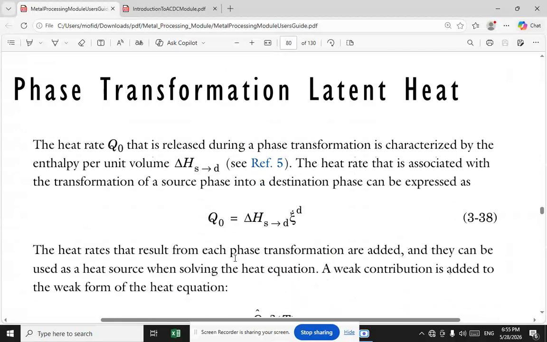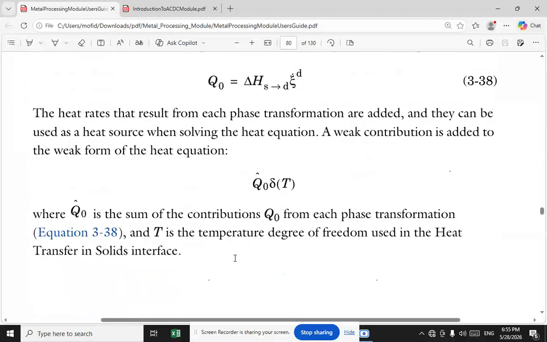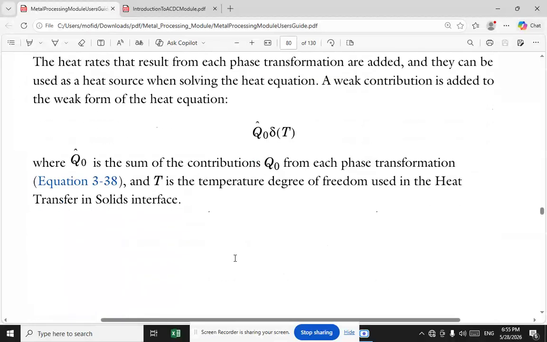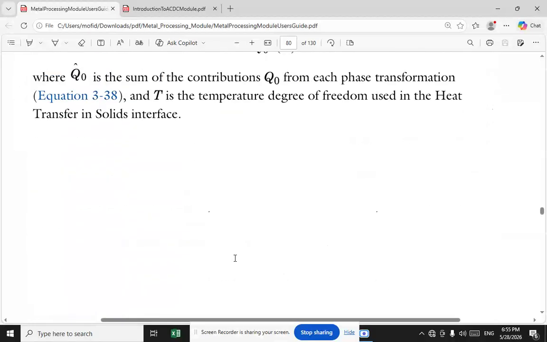The heat rates that result from each phase transformation are added, and they can be used as a heat source when solving the heat equation. A weak contribution is added to the weak form of the heat equation, where Q0 is the sum of the contributions Q0 from each phase transformation, equation 3-38, and T is the temperature degree of freedom used in the heat transfer in solids interface.